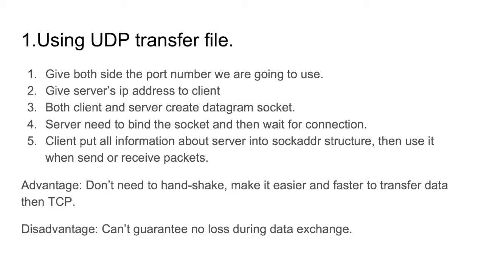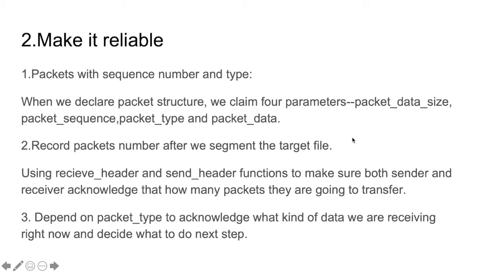Using UDP has advantages, like we don't need to handshake, which makes it easier and faster to transfer data than TCP. But on the other hand, we can see the disadvantage directly: we can't guarantee no loss during data exchange like TCP. So what we are going to do in this lab is to make sure our program doesn't lose packets during transfer. Here's something we did to make it reliable.